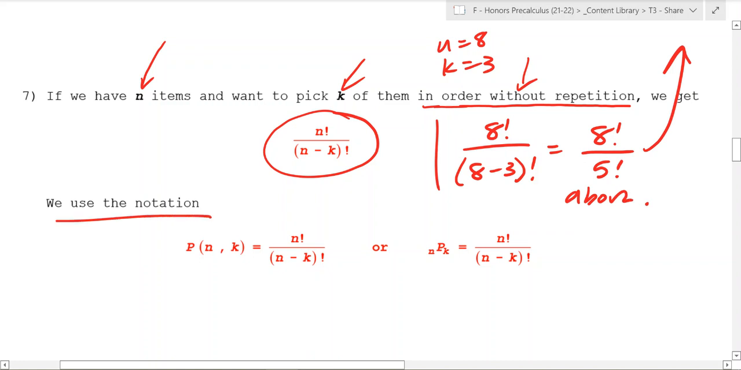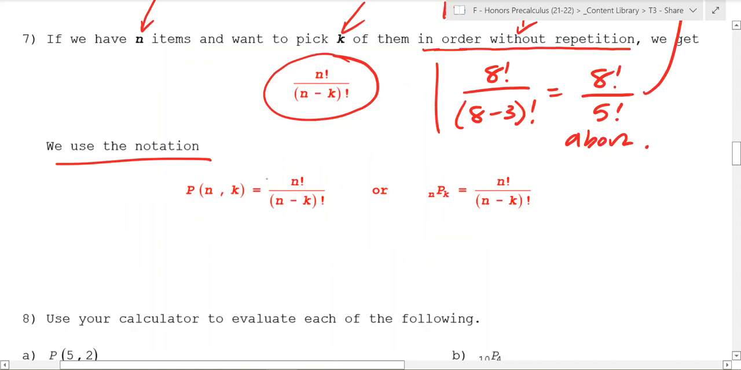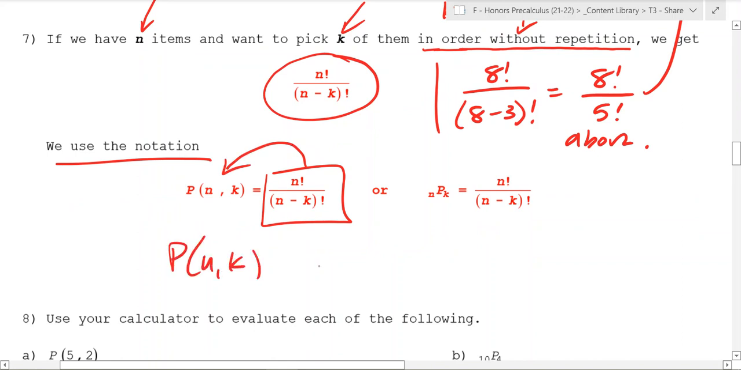We use this notation here. This is really important. This notation is P, n, comma, k. So this one right here would have been P with n being 8 and k being 3, or we write it like this. This is the really common one, nPk. So it would have been 8P3.